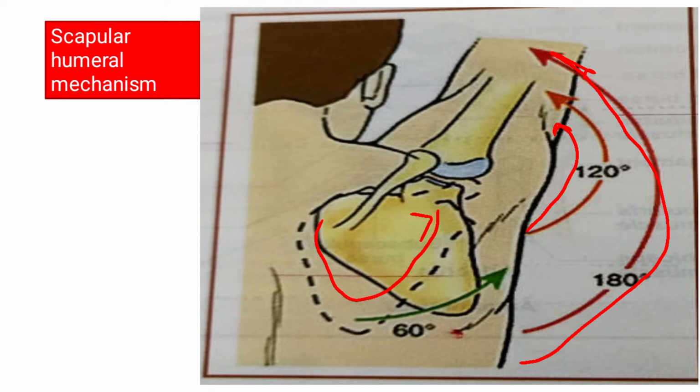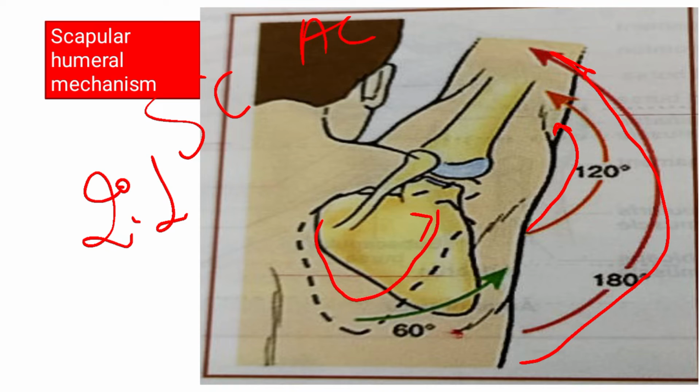So in every 15-degree elevation, the shoulder joint contributes 10 degrees and scapular rotation 5 degrees, in the ratio of 2:1. Rotation of the scapula is facilitated by movements of the sternoclavicular and acromioclavicular joints. So the movements of the scapula are facilitated by which joints? Sternoclavicular and AC joint. In higher ranges of abduction, there is lateral rotation of the humerus. Lateral rotation of the scapula increases the range of humeral elevation.